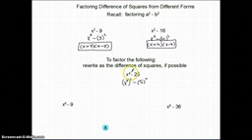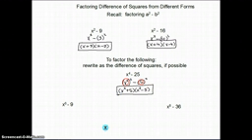Now I look at my bases. My first base is x squared, my second base is a 5. I take those two bases and add them to get x squared plus 5, and subtract them to get x squared minus 5. Now looking at each of these factors, neither may be factored down any further, so we stop here.